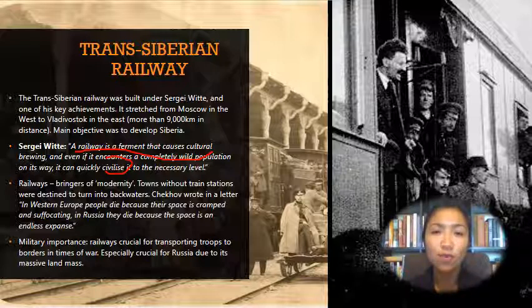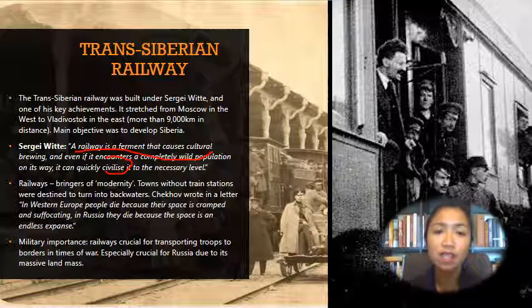The railways and trains are symbols of modernity. Towns without train stations were considered destined to be backwaters. The famous Russian writer Anton Chekhov wrote in a letter that in Western Europe people die because their space is cramped and suffocating. In Russia, they die because the space is an endless expanse.